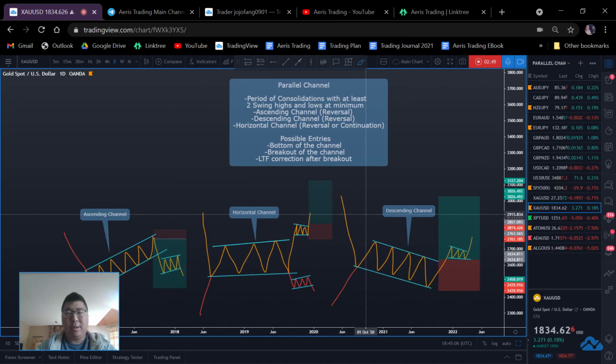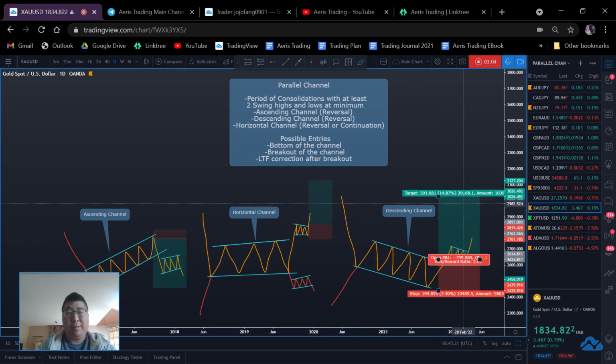Whereas the descending channel is pretty much an inverse of that. We see a move that potentially pushes down, and then we see a period of consolidation moving in a descending kind of formation. And once the descending channel completes, we are usually going to see a very strong impulsive move.